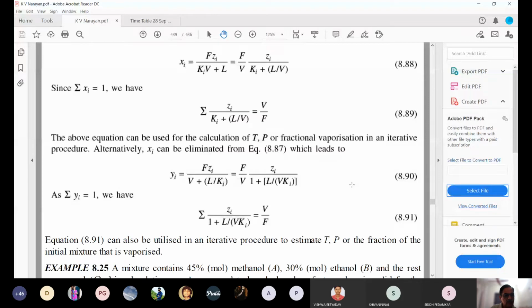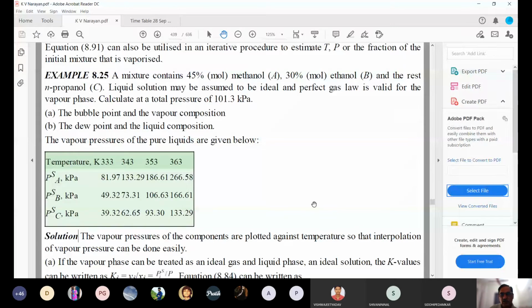Okay. So let's do this example. The mixture contains 45 mole percent methanol, 30 mole percent ethanol, and the rest propanol. Liquid solution may be assumed to be ideal, and perfect gas law is valid for the vapor phase. Calculate, for a total pressure of 101.3, the bubble point and vapor composition, and dew point and liquid composition.